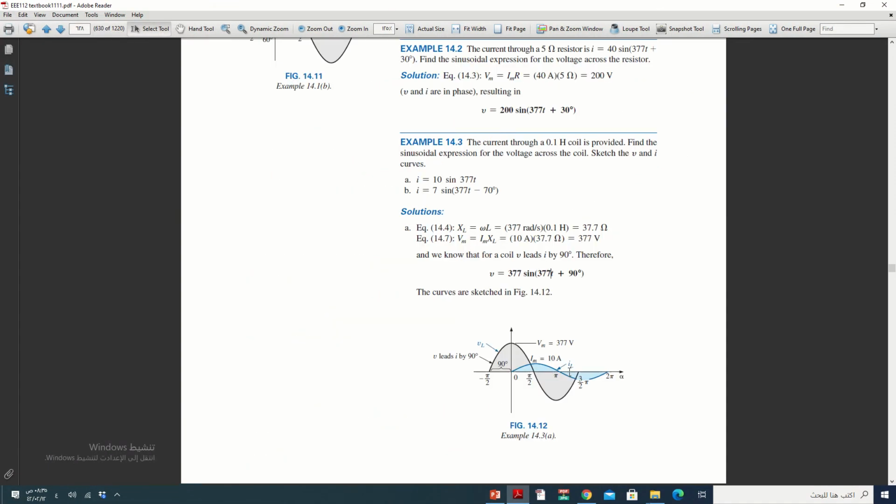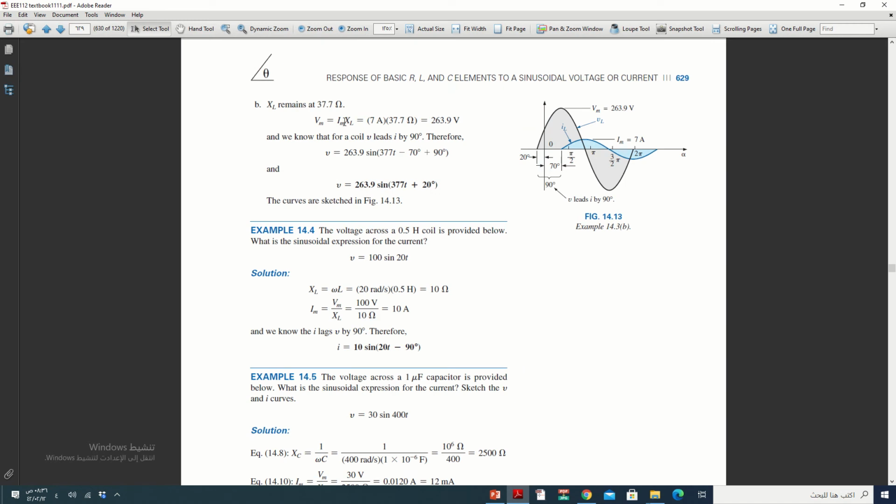For part B, the current is 7 sine 377 t minus 70, and we will add 90 for the voltage phase. Minus 70 plus 90 becomes plus 20. And 7 is the peak for the current. We have XL, so we multiply XL by 7 and you will get the peak for the voltage. See here, Im times XL, 7 times 37.7 becomes 263.